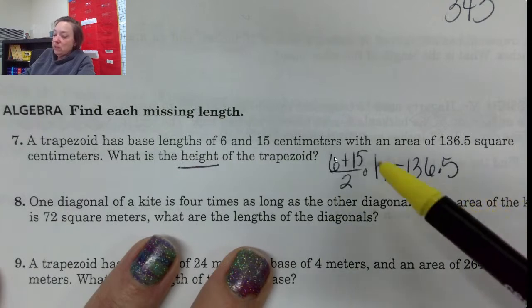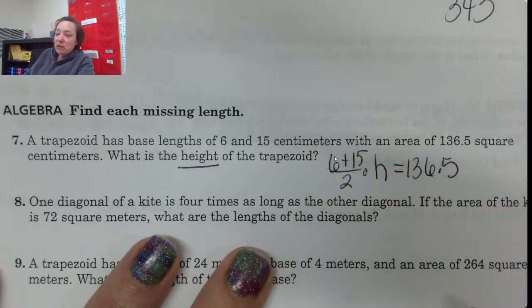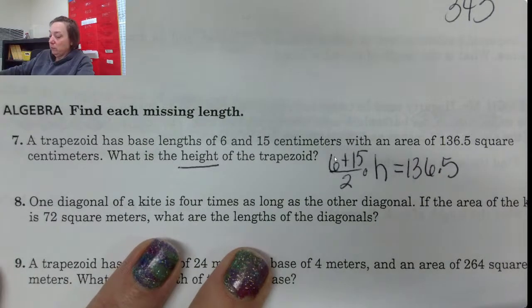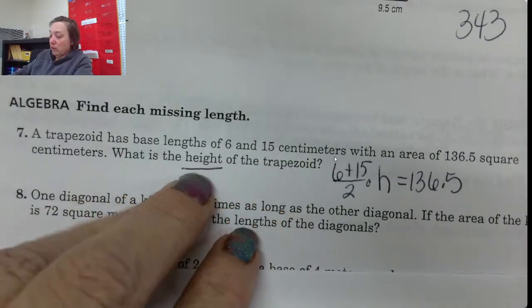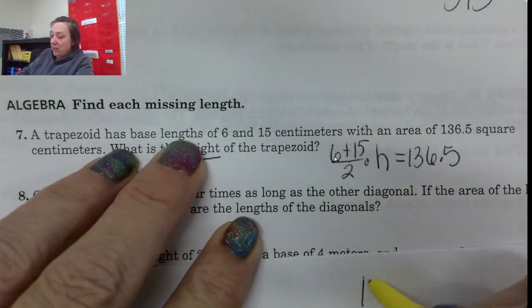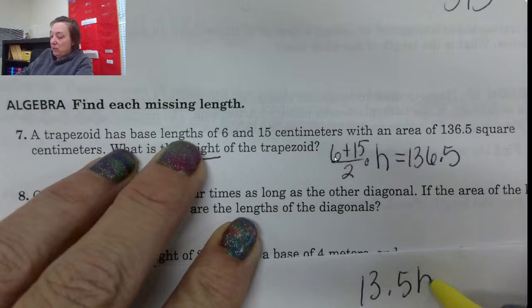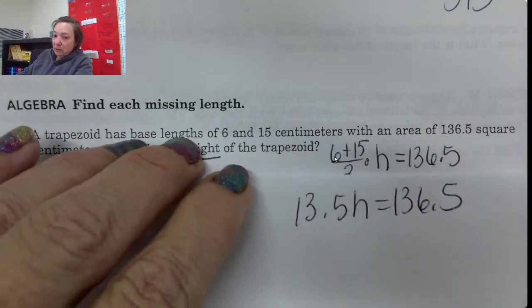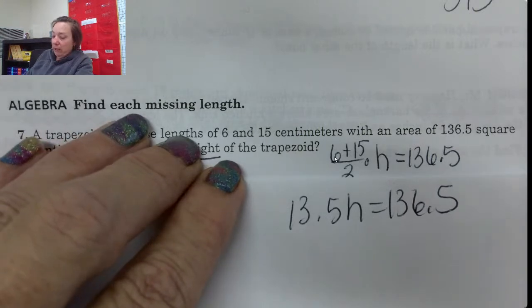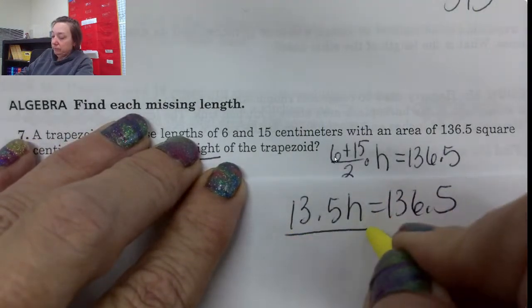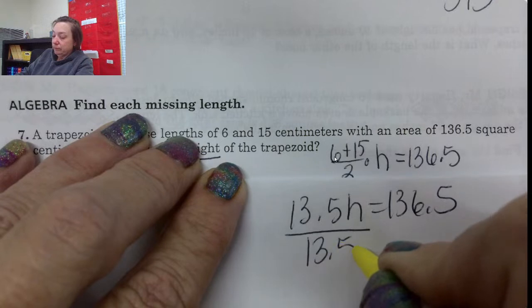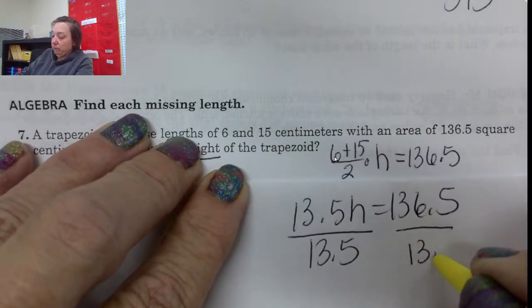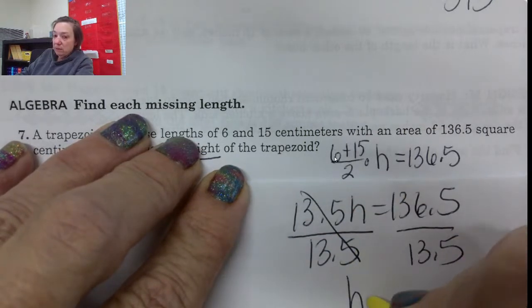So anytime you're going to solve, simplifying makes life easier. What is 6 plus 15 divided by 2? 13.5. So that gives us 13.5 H equals 136.5, right? So how do we solve for H? Yep. What's that give us?